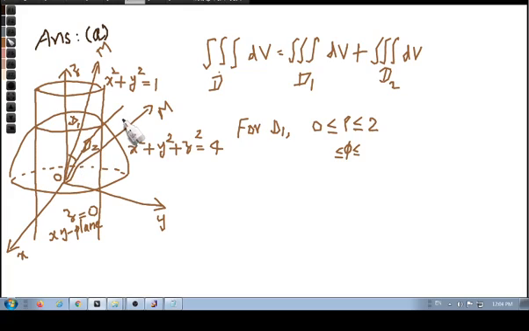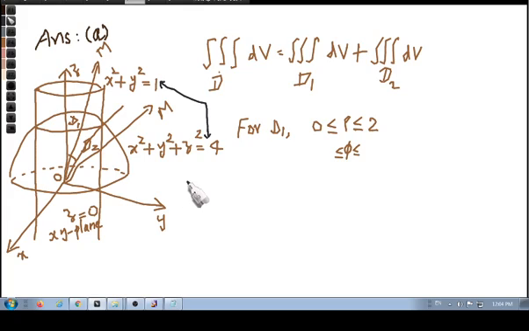So what is this angle? We have to know what is this point. To know this point, you have to solve the equations x square plus y square plus z square equal to 4 and x square plus y square equal to 1 simultaneously, because that is the intersection of those two surfaces. Okay, so let us solve these two simultaneously.